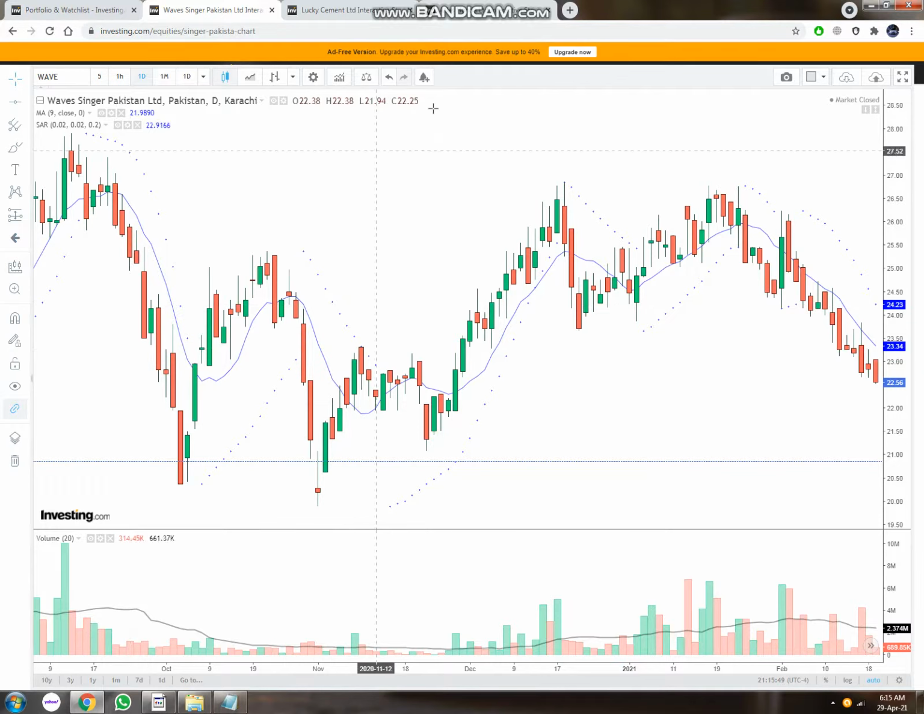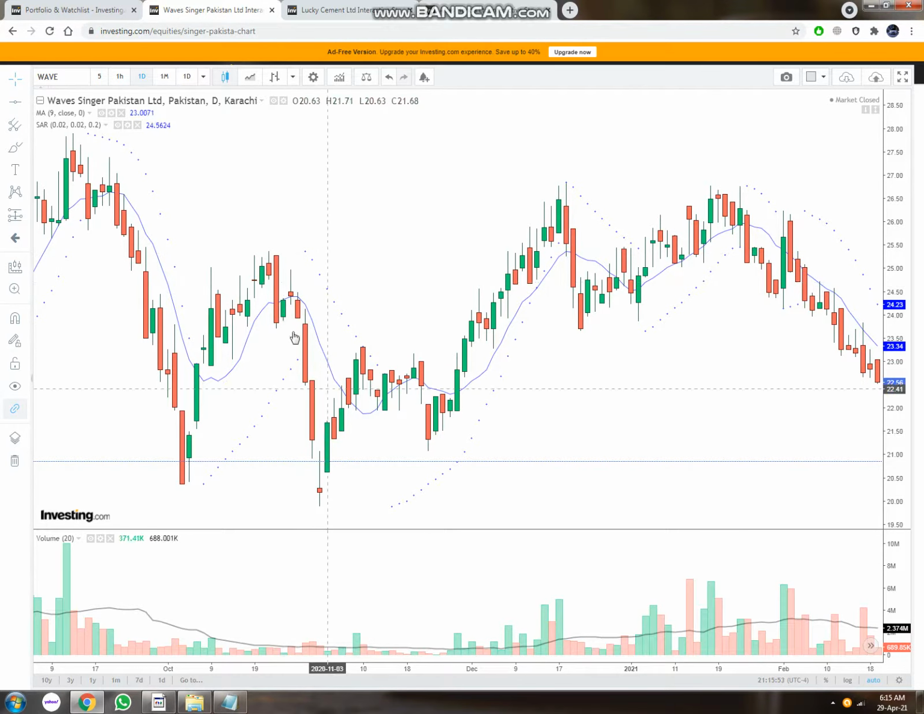There is also the pattern known as the three black crows. It means a heavy bearish market. Now three green candlesticks, three bullish candlesticks, means three white soldiers. That means the market would become bullish.